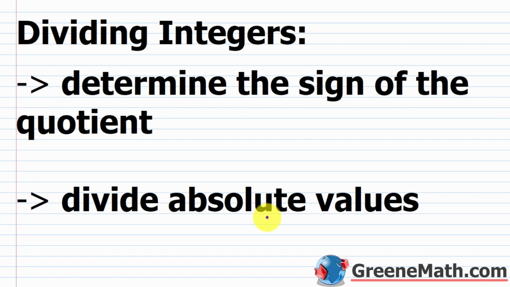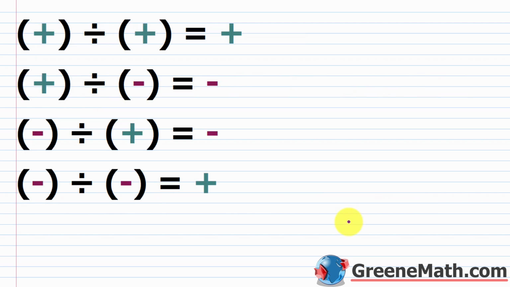All right, now let's move on and talk about dividing integers. So this is just as easy as multiplying integers. The first thing is we want to determine the sign of the quotient. And then once we've done that, we just want to divide the absolute values. So the sign rules are pretty easy.